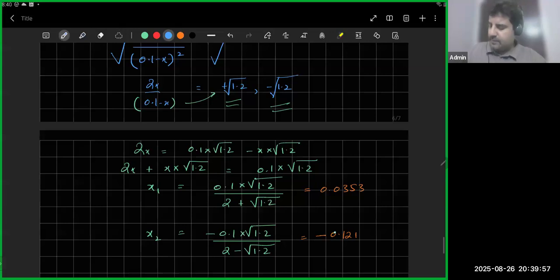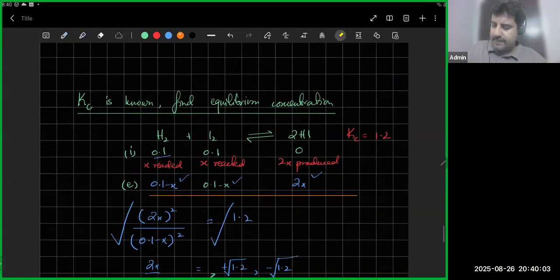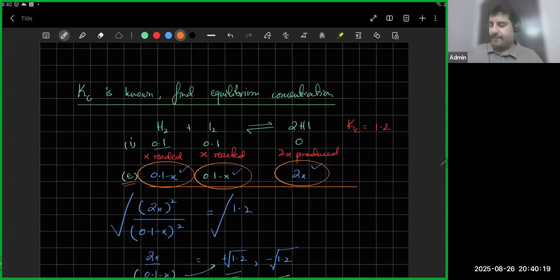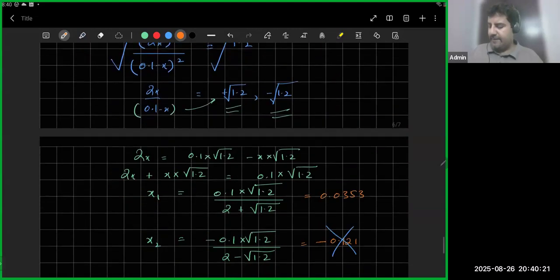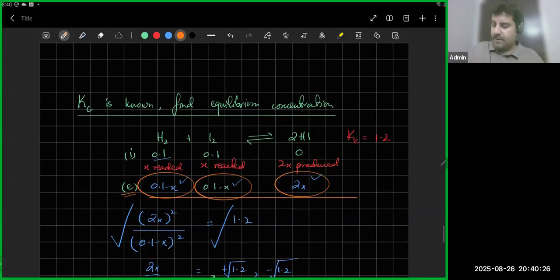So this one will not be the answer, and the reason is that your equilibrium moles cannot be negative. X could be negative, there's nothing wrong with X being negative, but your moles cannot be negative. If I use a negative value for X, I'm going to get a negative value for moles over here, which is going to make the whole thing wrong.